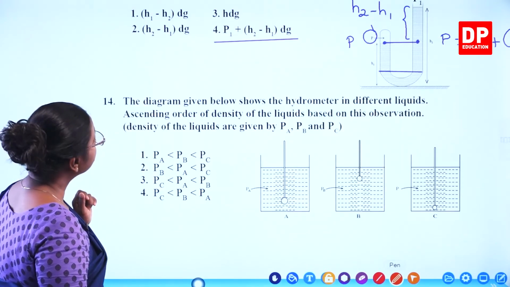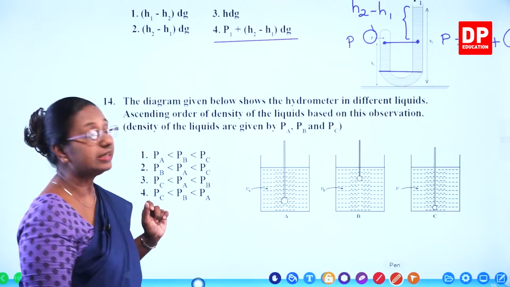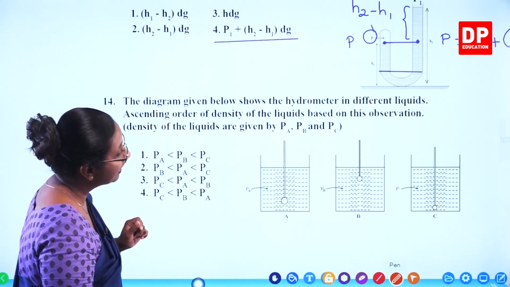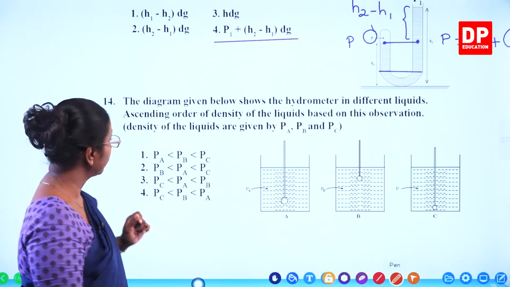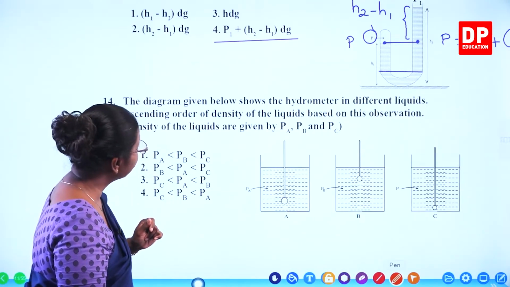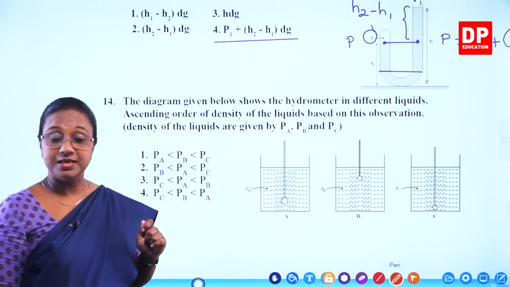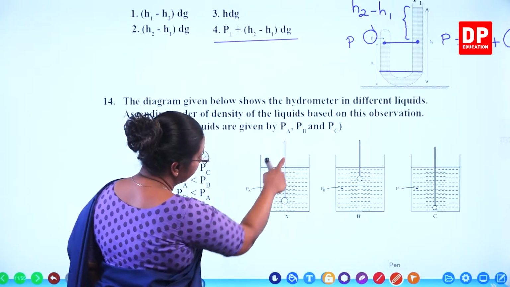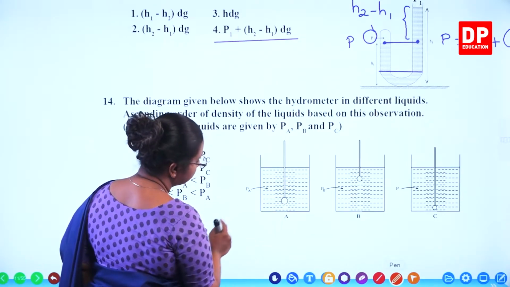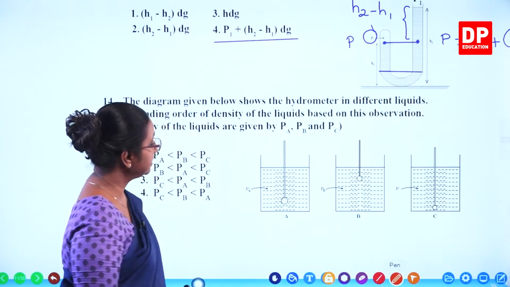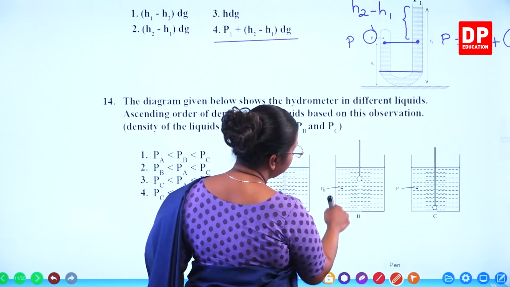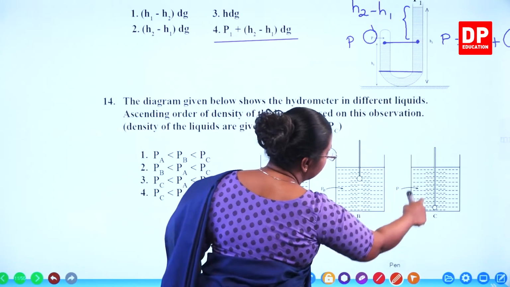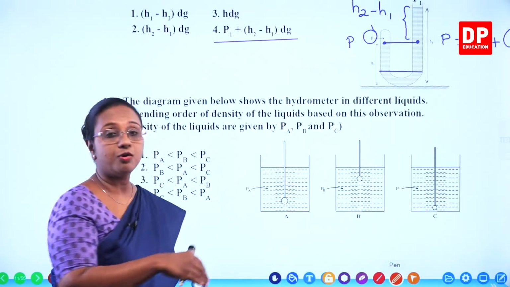14. The diagram given below shows the hydrometer in different liquids. Arrange in ascending order of density the liquids based on this observation. The densities of the liquids are given by PA, PB and PC. So, we will look at the diagrams first. In the first diagram A, you can see the hydrometer floats somewhere here. Then here we have the second diagram B, where the hydrometer is above. And in the third diagram, the hydrometer is right down to the bottom.